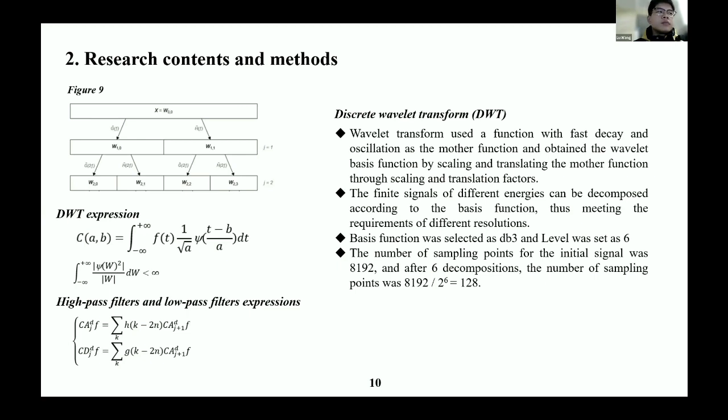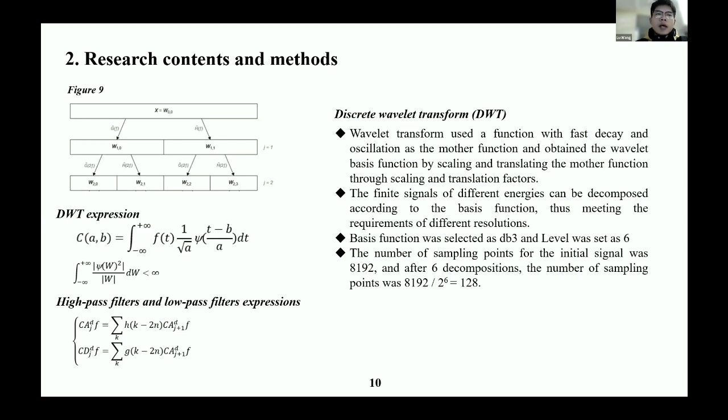Limited signals of different energies can be decomposed based on the basis function to meet the requirements of different resolutions. The function of the wavelet is shown in this figure. In this study, the wavelet basis function was chosen as dB3, and the number of wavelet decomposition levels was 6.